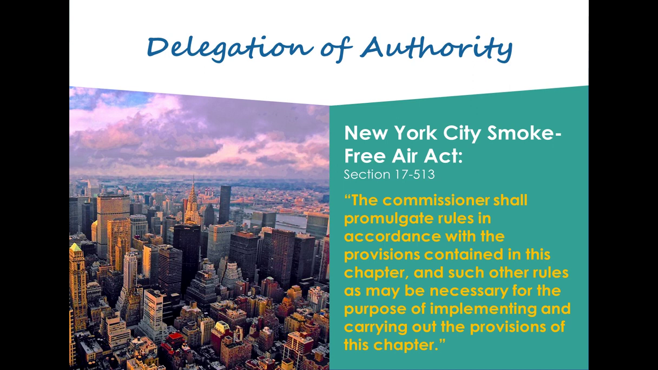This delegation of authority is generally established in state legislation, such as a public health code, the municipal or county charter, or some sort of local legislation. The idea is that the legislative branch gives authority to the executive branch to make rules and regulations. For instance, here's an example from New York City's Smoke-Free Air Act, which grants specific authority to the Health Commission to adopt rules necessary to implement and carry out the provisions of the Act.